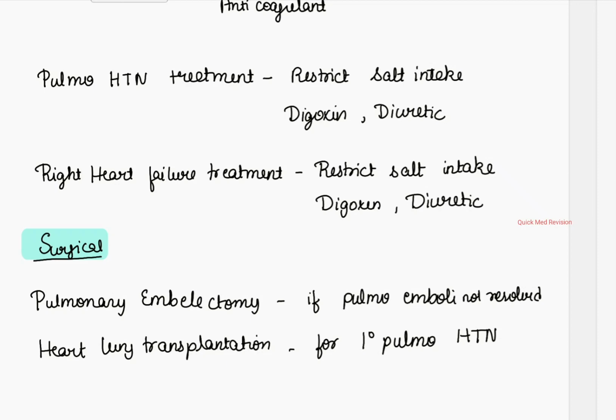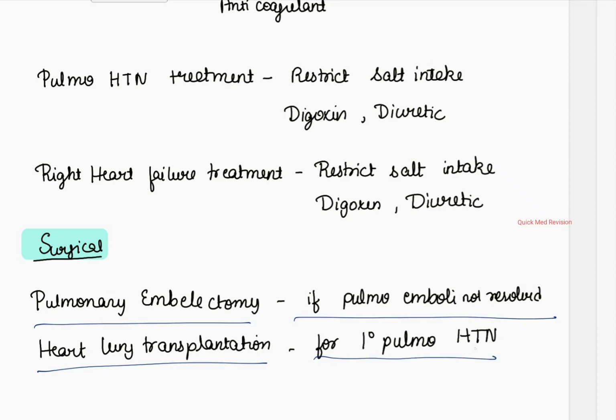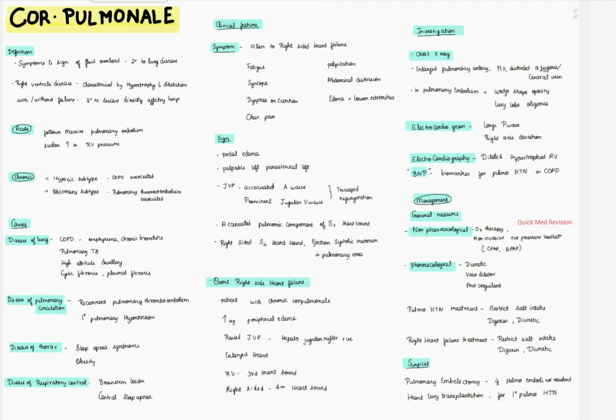Then we have surgical treatment wherein we do pulmonary embolectomy if pulmonary embolism is not resolved. Then we have heart lung transplantation for primary pulmonary hypertension. And this is a summary of cor pulmonale: definition, causes, clinical features, and we have investigation and management.